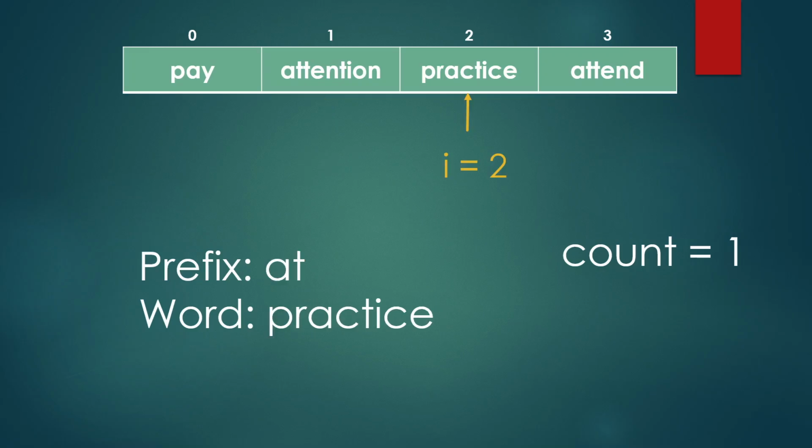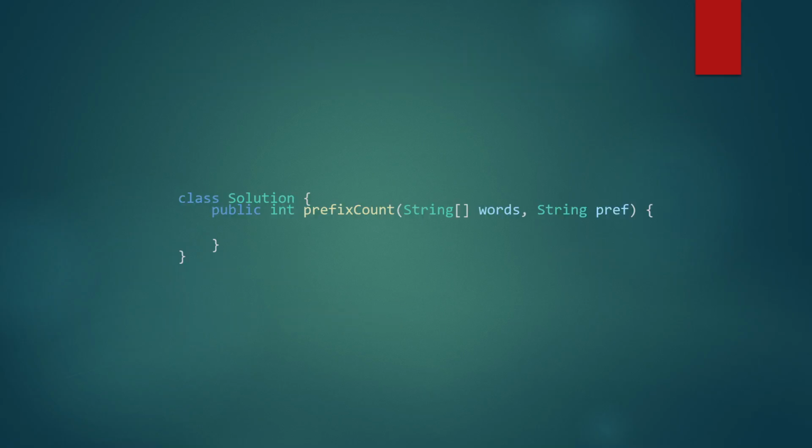Similarly for "pair", the prefix's first character is "a" and the word's first character is "p". So we don't have to check further. It is a false condition. Similarly for "attend", which has the prefix, we increment our count.